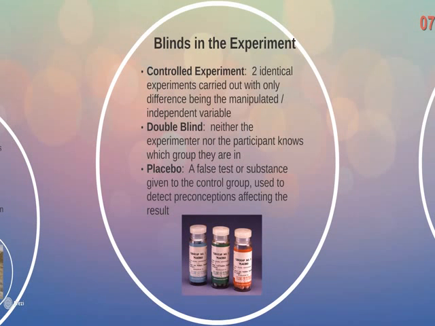Having blinds in an experiment can also help. With a controlled experiment, you're going to have two identical experiments carried out, with the only difference being the manipulated and the independent variable. So in our example with the weight loss product, you would have one group that's going to get the weight loss product and one group that is not going to get the weight loss product, but everything else they're going to do is the same.